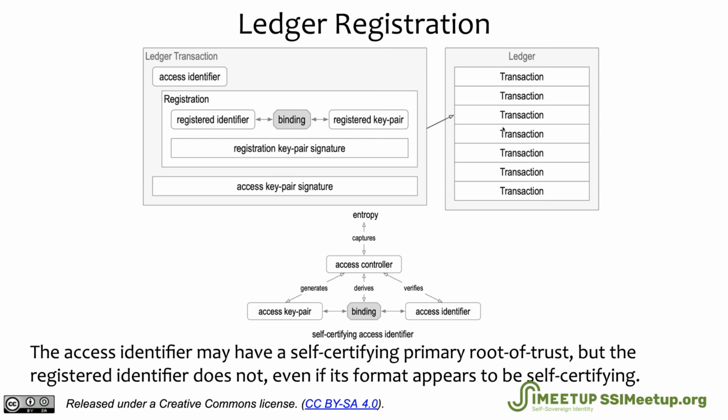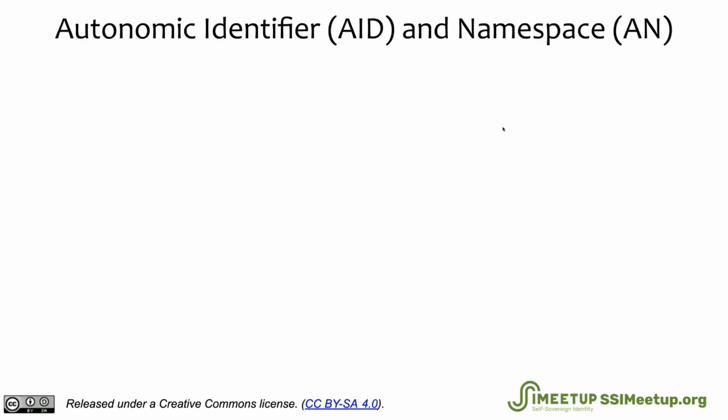What that results in is that the ledger is now locked. The identifier is now locked to that ledger. And so we don't want to have ledger locked identifiers. We want the identifiers to be portable across ledgers. And so we don't want to use registration as the root of trust. We want to be self-certified all the way.